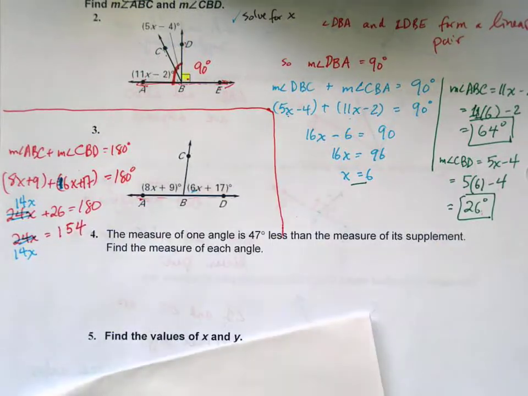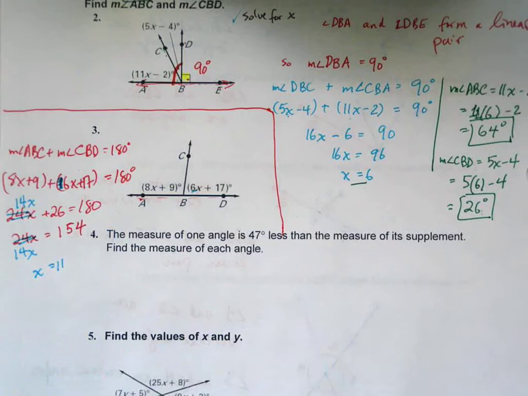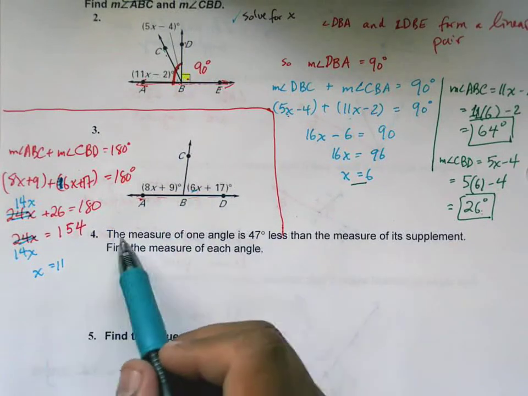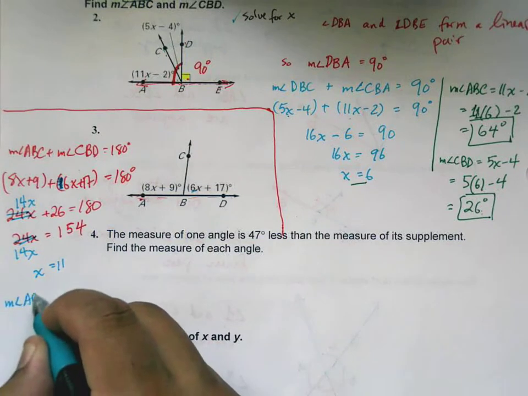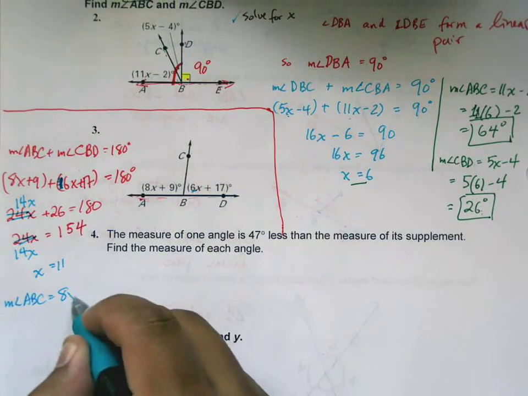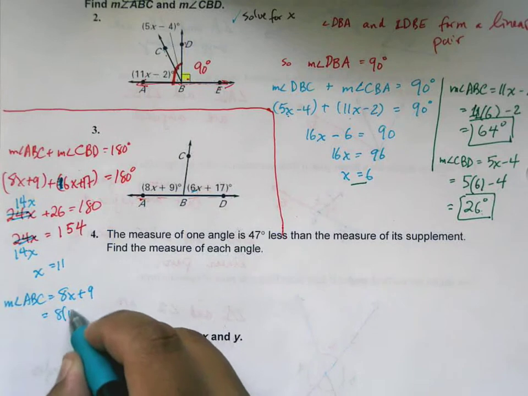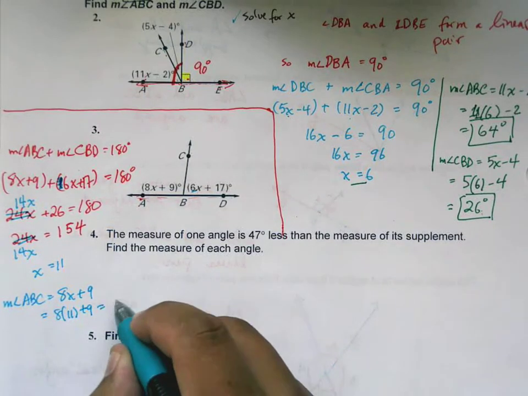And so now I see 154 divided by 14 rather, is going to give me 11. So x equals 11. Okay. And once again, we're not asked to solve for x, we're asked to solve for ABC. So now we can make the substitution. The measure of ABC is equal to 8x plus 9, okay, which is 8 times 11 plus 9, which is 88 plus 9, so that's 97 degrees.